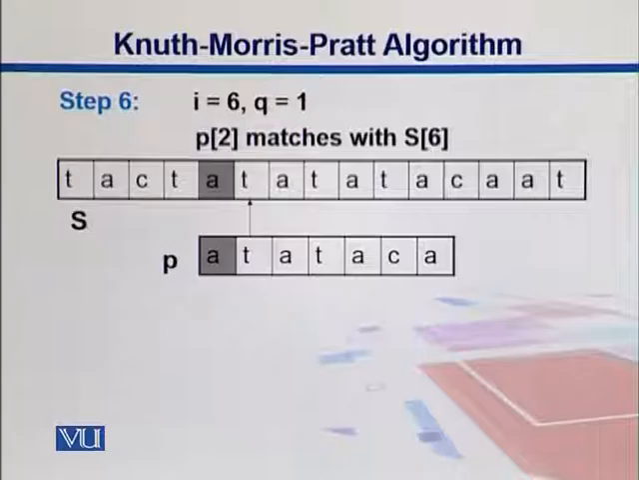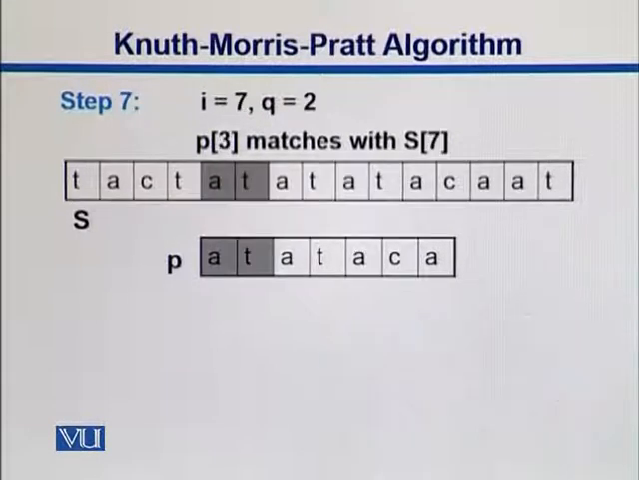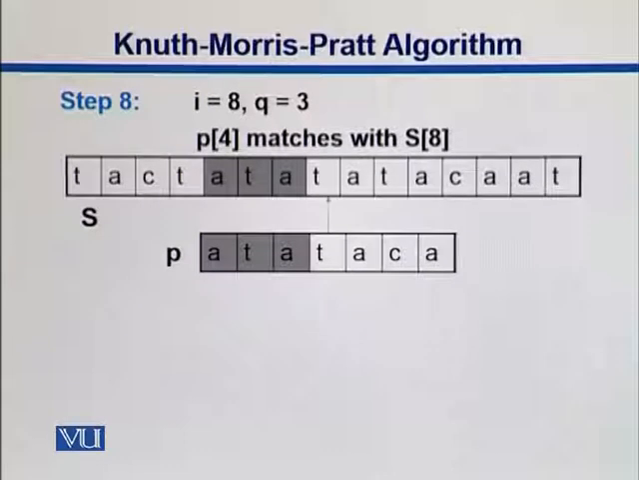Now we take I is equal to 6, Q was 1. So we will take P of Q plus 1, P of 2, the second character in the pattern, and we compare with S of 6, which is the sixth character within the string or search. So Q becomes 2 because we have another match. Third match is Q becomes 3 in step 7. So I becomes 7, Q is equal to 2. Now Q becomes 3, which will be used in the next step.